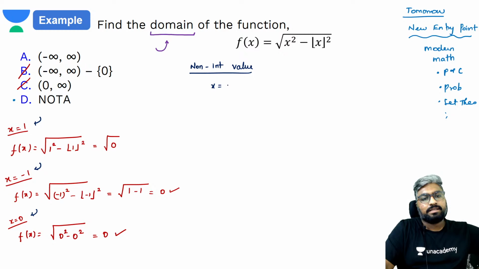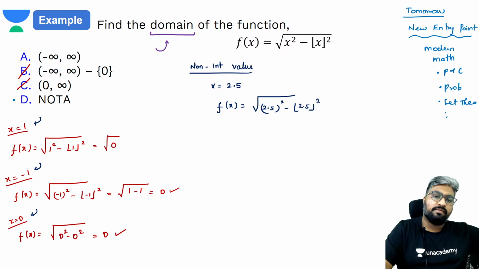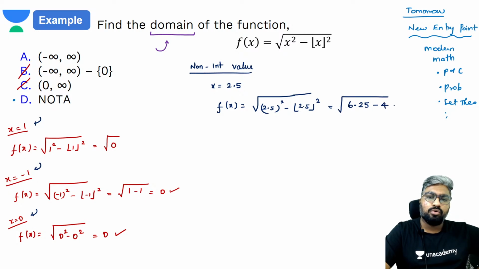Let's say x is 2.5. So what happens? f of x will become square root of 2.5 square minus greatest integer of 2.5, squared, which is what? 2.5 square is 6.25, minus the greatest integer of 2.5, which is 2, squared is 4, so square root of 2.25, allowed. No harm. What if I put in a negative value now?